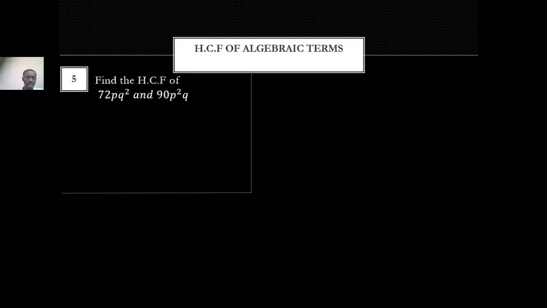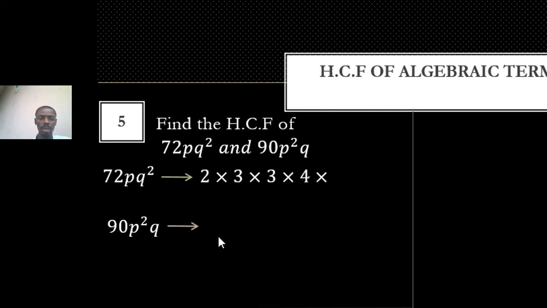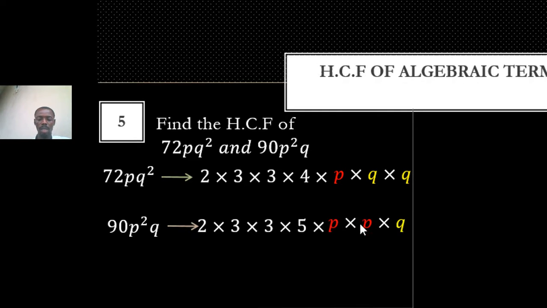Alright, now for number 5, I'm having 72pq squared and 90p squared q. So 72 is expressed as 2 by 3 by 3 by 4. I'm having p squared q squared expressed as p multiplied by q. Now this is 90. 90 is expressed as 2 by 3 by 3 by 5. And I'm having p squared expressed as p by p and q.